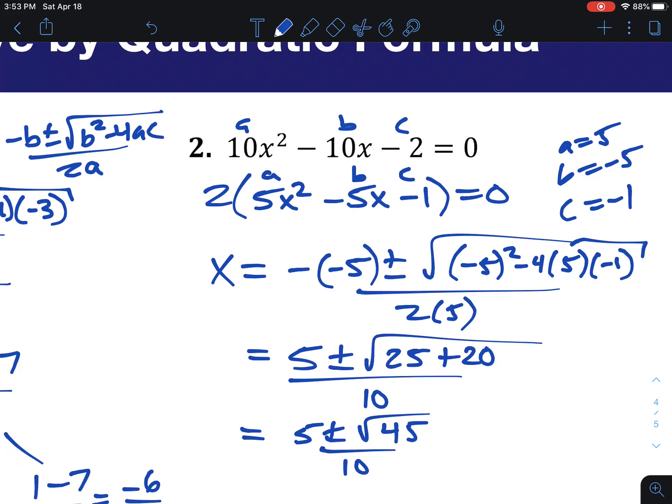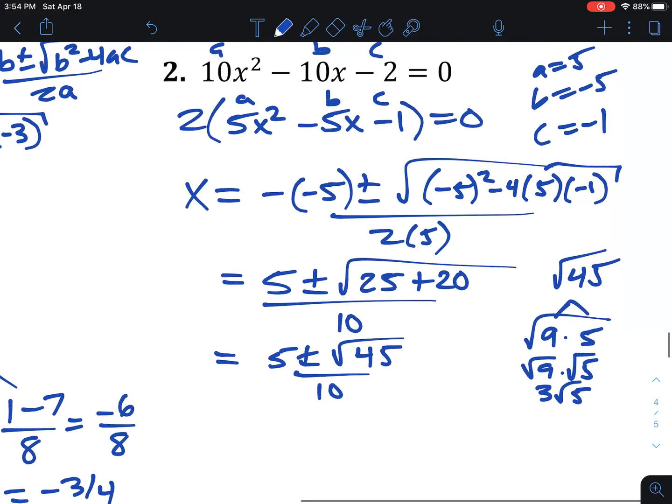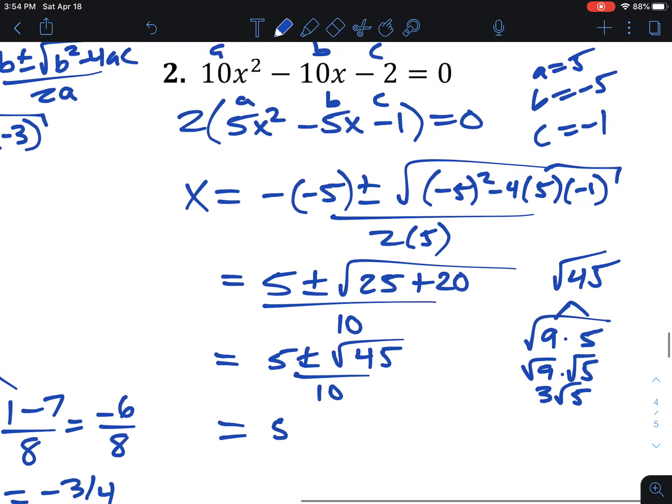all over 10. So that square root of 45 is not a perfect square, but we can simplify that. The square root of 45, well, we think about, okay, what perfect square goes into 45? What perfect square is a factor of 45? And that would be 9 times 5. So that would be the square root of 9 times the square root of 5, which is 3 square root of 5, which just simplifies the square root a little bit down. That gives us 5 plus or minus 3 square root of 5 over 10.